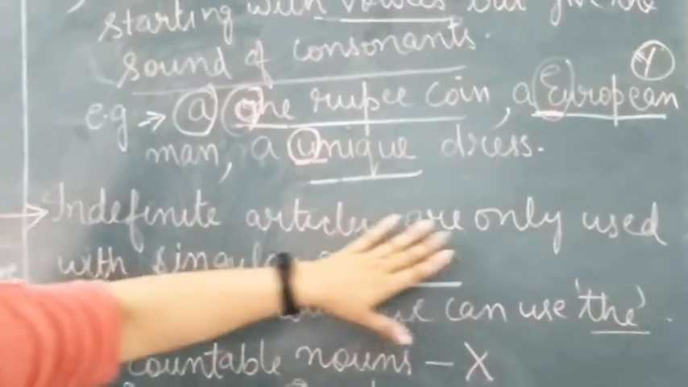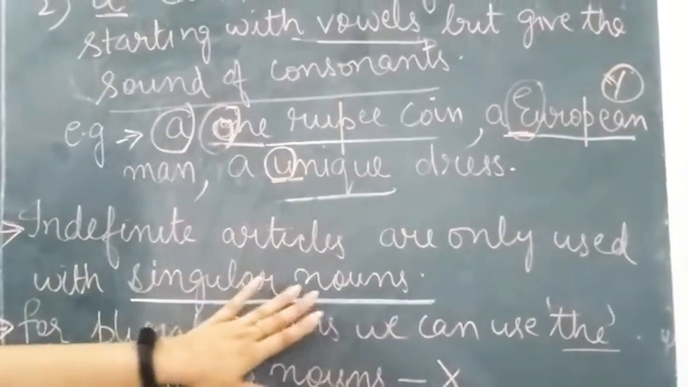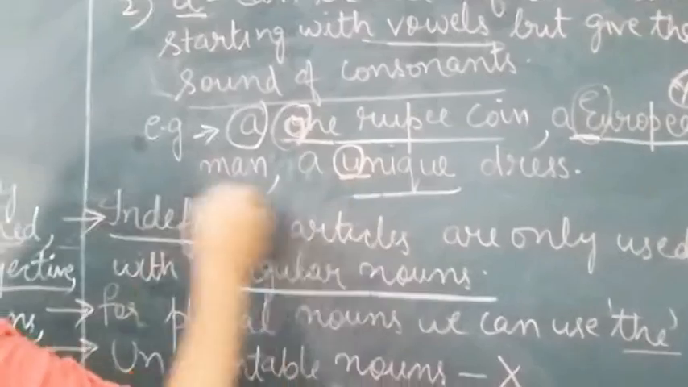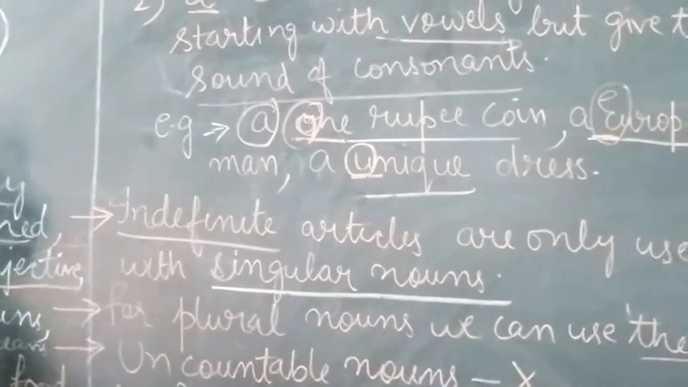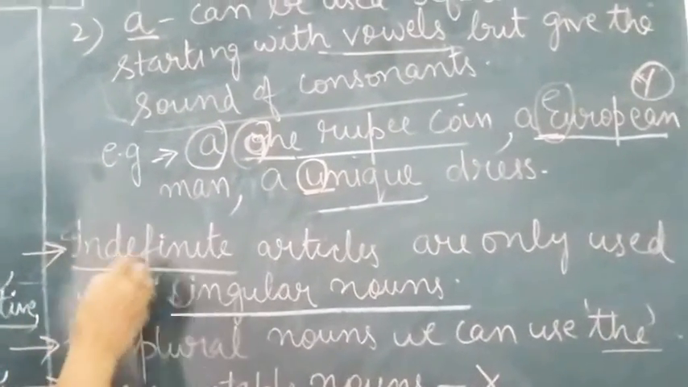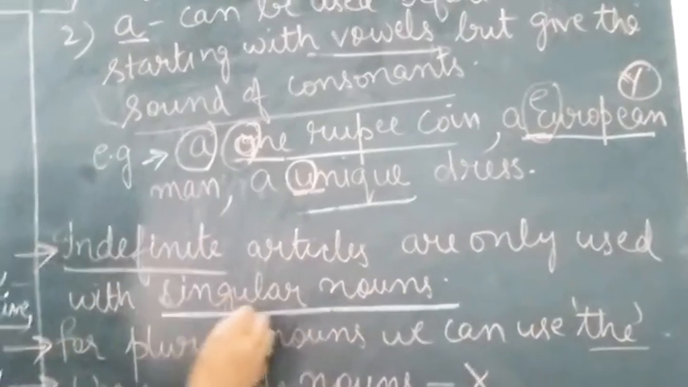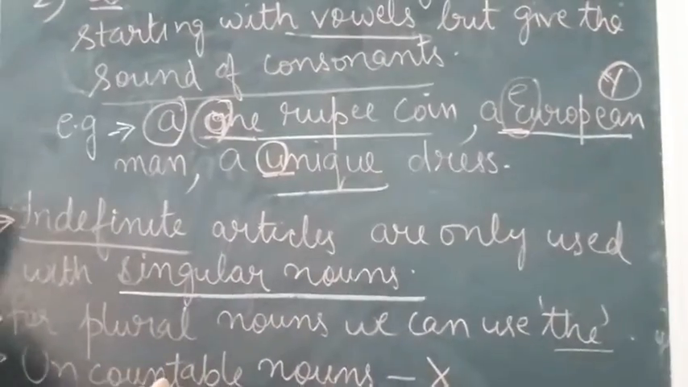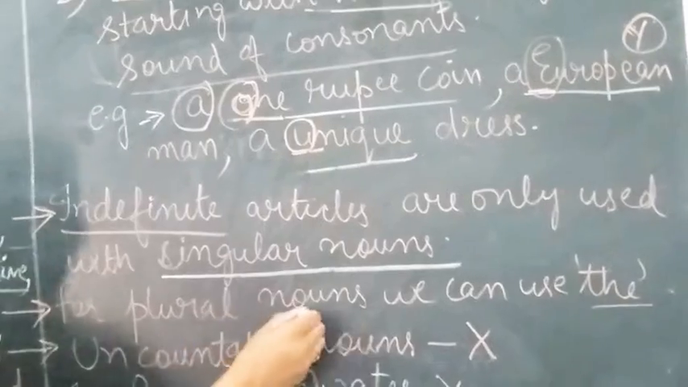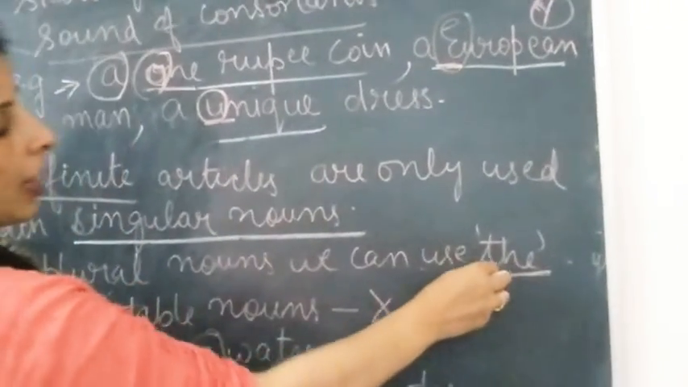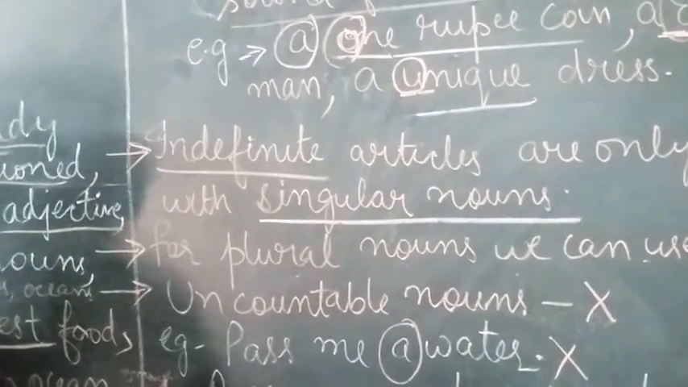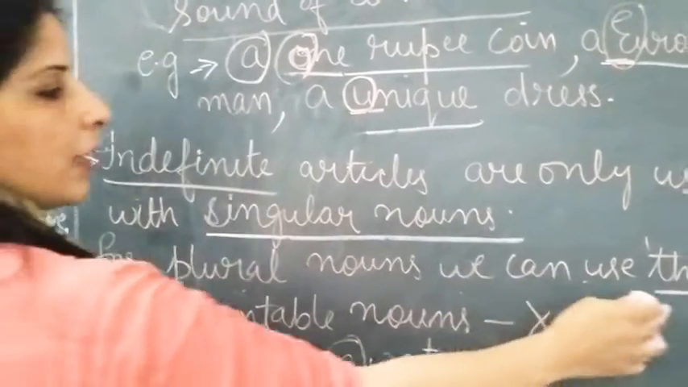Indefinite articles are only used with singular nouns. Now what is the usage of articles, where can we use indefinite articles? There are certain points which we need to remember while solving this exercise, while using the articles. The first point is indefinite articles are only used with singular nouns. A or an we cannot use with plurals. Clear? Then for plural nouns we can use the, and somewhere we can omit the article. There is no need to use any article with plurals, but in some cases we can use the.